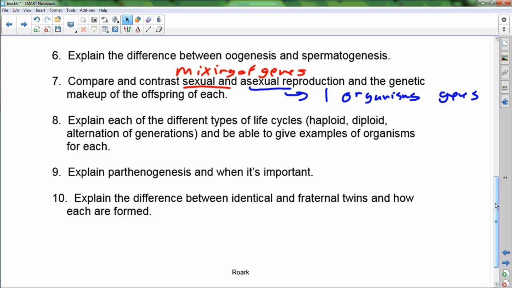Okay. So, what process do haploid and alternation of generation life cycles use to produce gametes? Alternation of generations... they switch. No, I'm asking what process they use to produce gametes. Mitosis. Both of them.